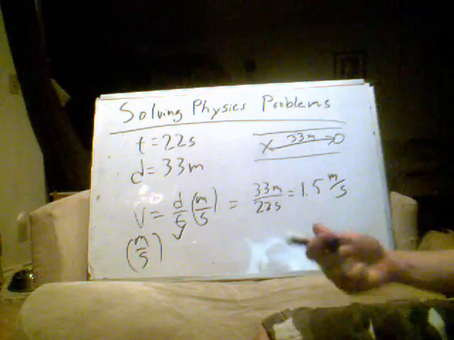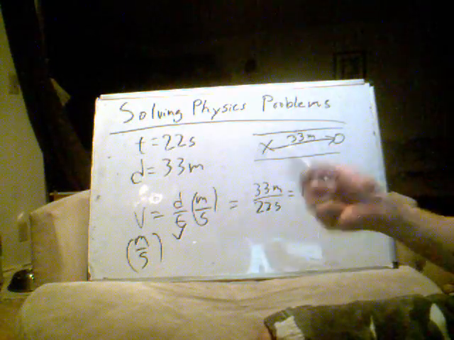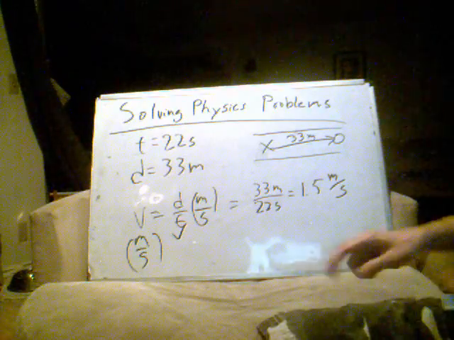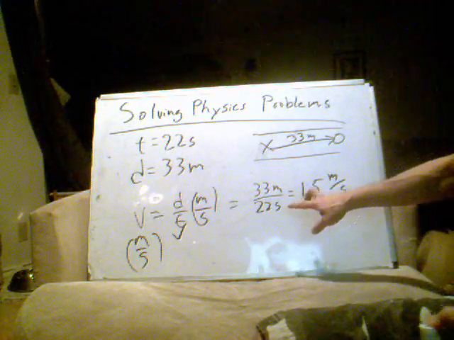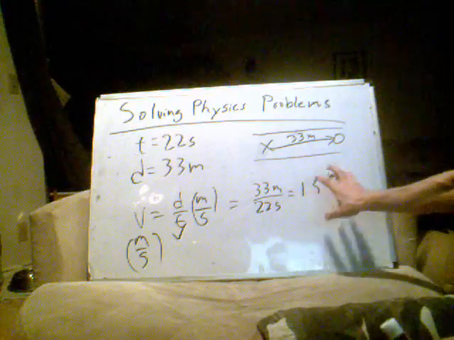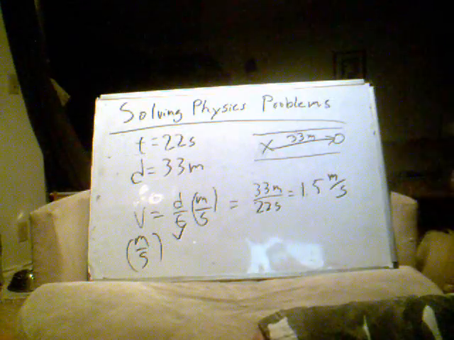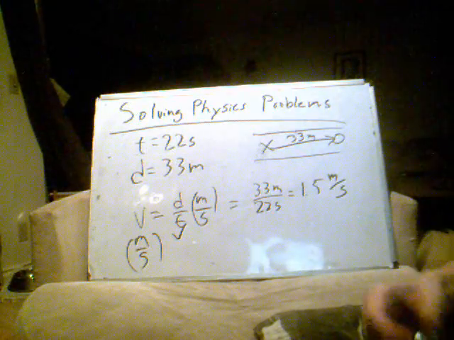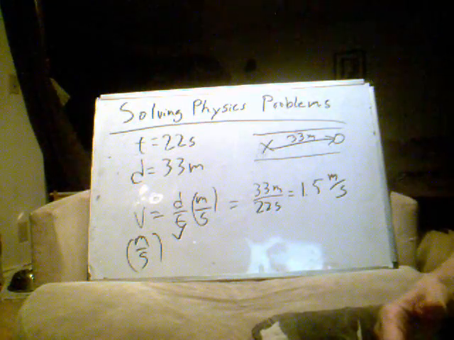Now, sometimes when you divide, you may end up with more or fewer, but remember the rules: for division and multiplication, you have to keep the fewest number of significant figures in your answer. And for addition and subtraction, you keep the fewest number of decimal places past the decimal point, right?